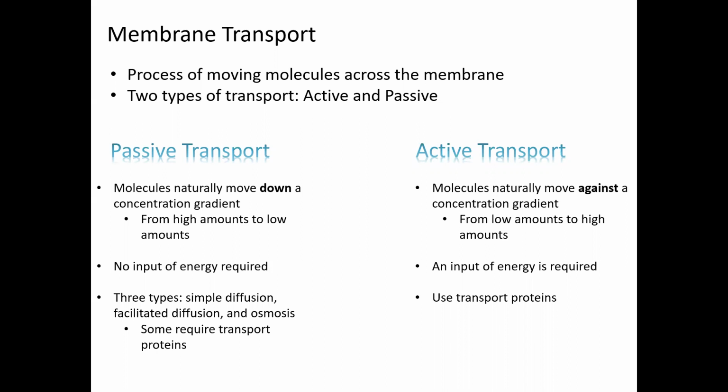On the other hand, with active transport, molecules are moving against their concentration gradient. So they're going from low amounts of molecules to high amounts. So essentially, they're going into the crowd. Okay, they're going to fight their way to the front of a concert stage, right? If you want to do that, you're going to have to throw some elbows in order to get to the front, right? Because that's where everybody wants to be. So you have to put in energy in order to go against a concentration gradient.